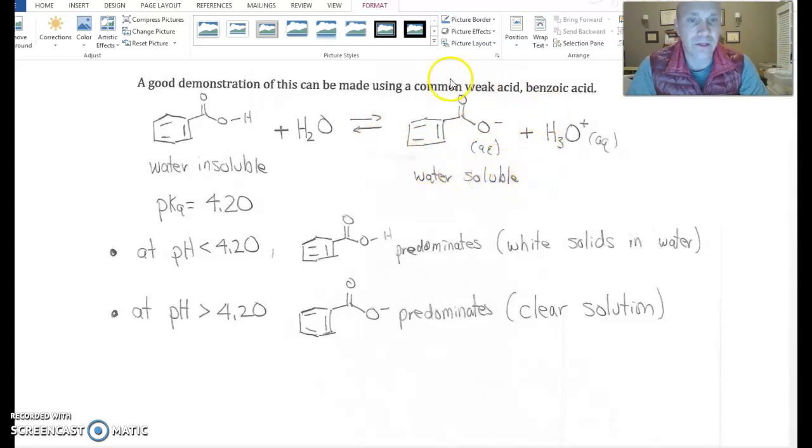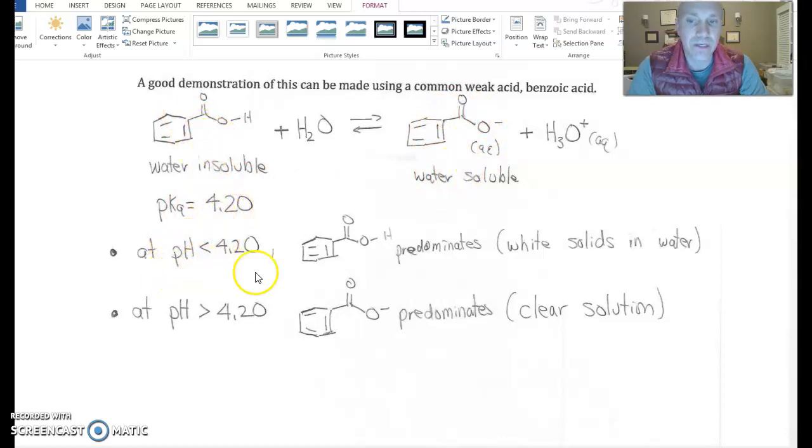And you can look at this just to review. Why would you expect this to be more water soluble? Well, it's charged. Remember, charged compounds tend to have a strong attraction to water, which is a polar molecule, which makes it more soluble. So if you have all or mostly this, you're going to see something that looks like a white solid floating around in water. But if you have mostly this, it's going to be a clear solution, because it's soluble. The pKa of benzoic acid is 4.2.